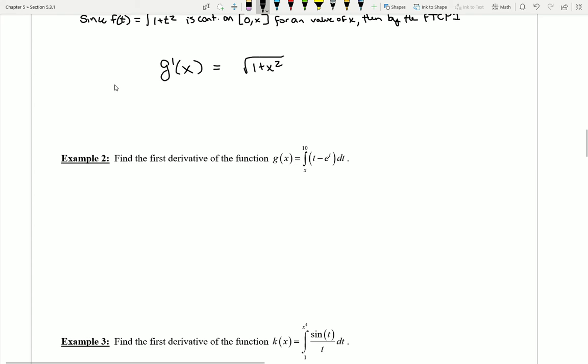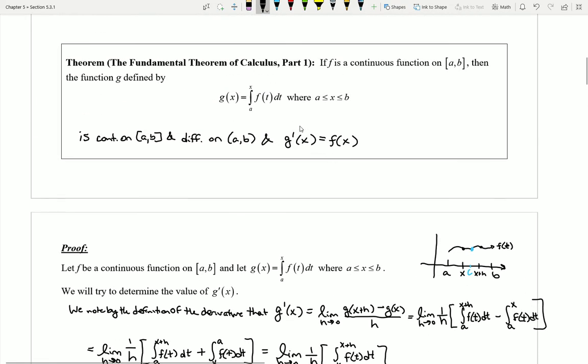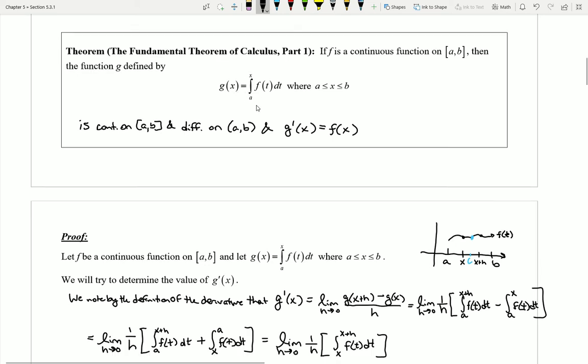Let's take a look now at example number 2. I want to find the first derivative of the function g of x equals, and I have another thing like this. Now, one thing that I'm going to notice right away on this function is that this doesn't quite fit the form for the derivative rule that I saw in the box up above. Notice that this derivative rule had a number as the lower bound and x as the upper bound. And so if I want to use this derivative rule, I have to make sure I have my integral set up in that order first.